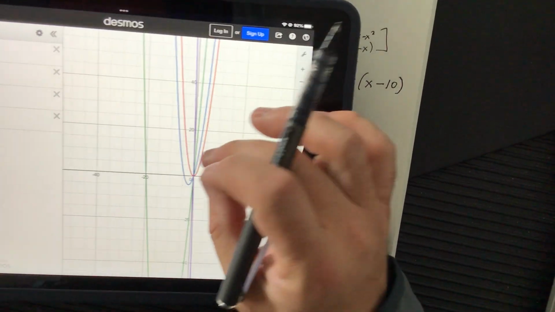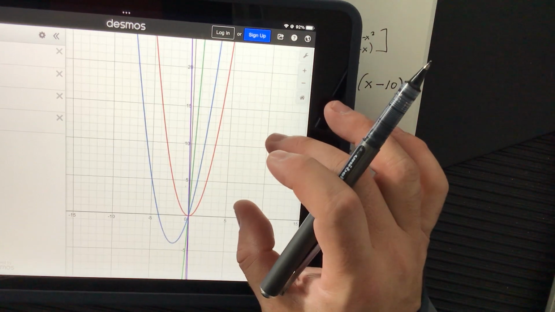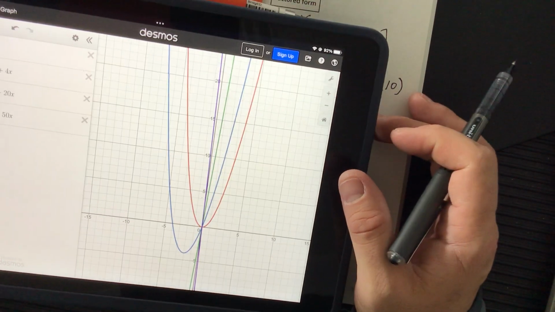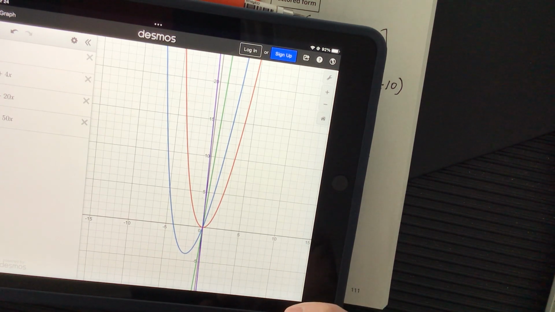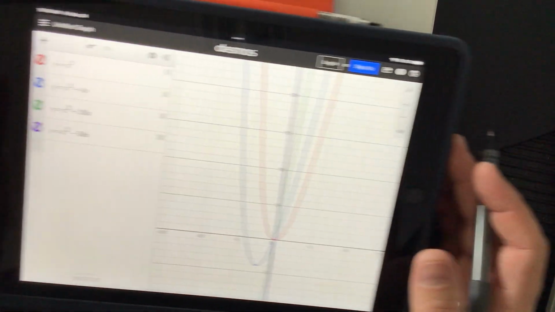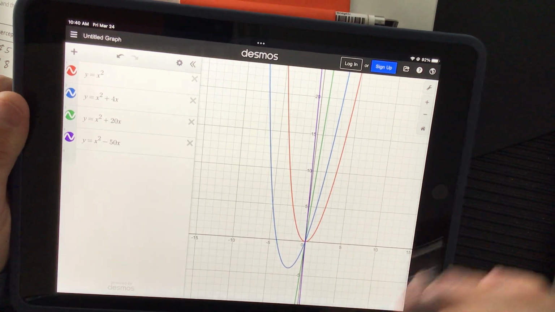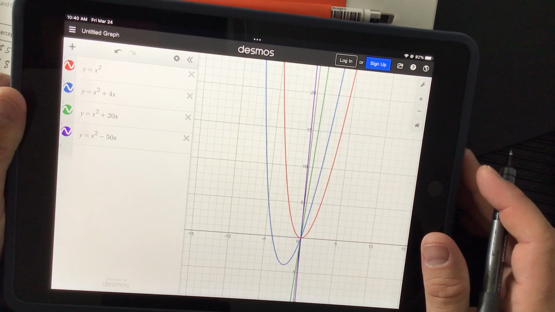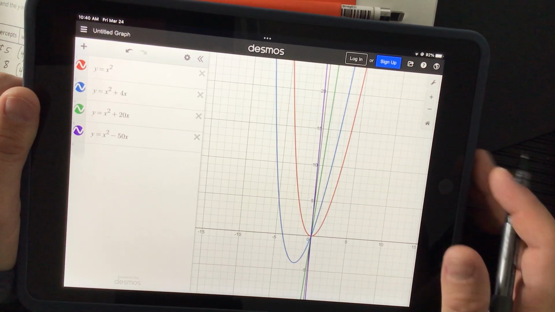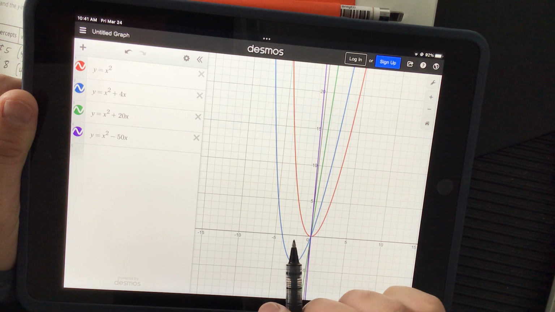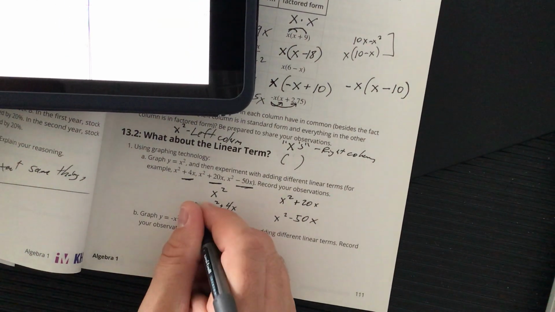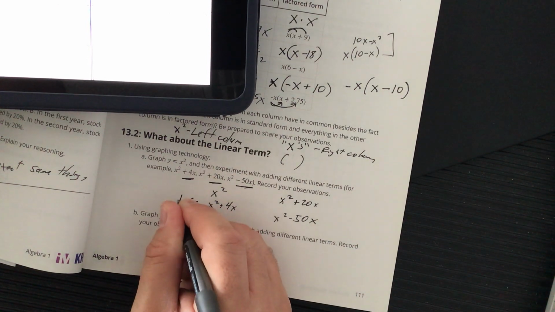All right. So the red one is the parent one, right? The basic one. So concentrate on the vertex, the point where it starts. The second one, the x squared plus 4x, what did that do to the vertex? What did it do to this point? Where did it go? It moved it left and down. I'll make a little note of that. Moved it left and down.